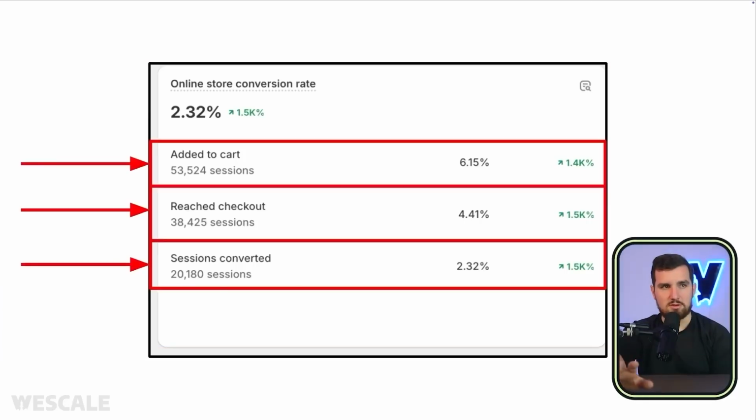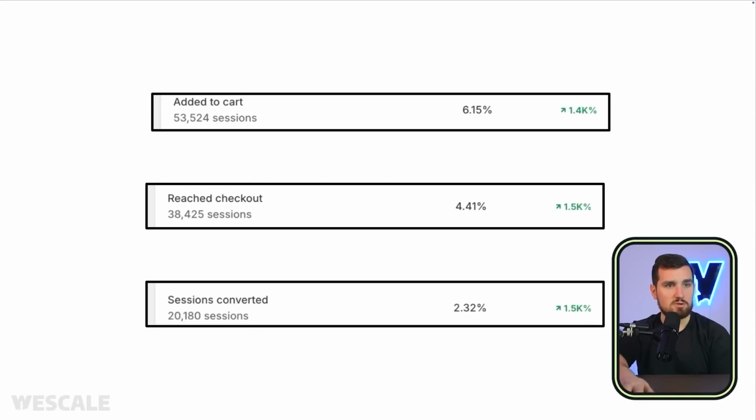But anyway, the point is, when you're looking at the online store conversion rate, it's really not just one number. It's three numbers broken up. And this is the beauty. This is where we can really become Neo and start seeing through everything and start identifying where the real leaks are in our business, because it's really three different numbers and we should look at them separately. So it's the add to cart, the reach checkout, and then the sessions converted.